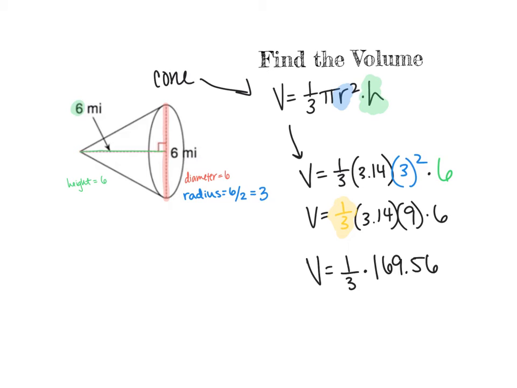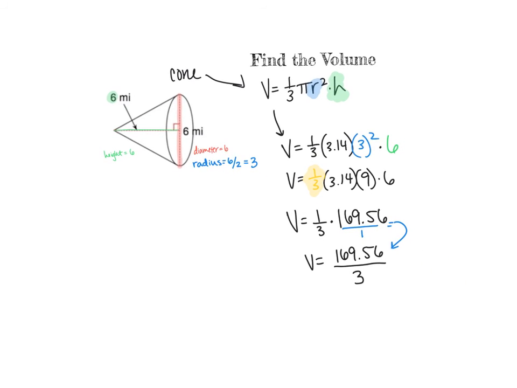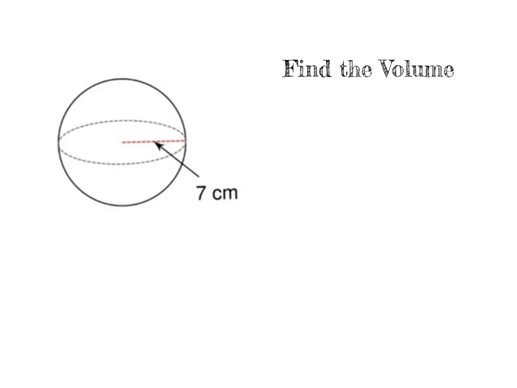169.56. Now, Mrs. Kramer, why is it important to save 1/3 till the end? Well, let's rewrite this. 1/3 times 169.56 is the same thing as saying 169.56 divided by 3, right? Because if I draw in this little imaginary over 1, right, that's going to equal this. So now all I have to do is take 169.56, divide that by 3, and you get your answer, okay? My volume here is now 56.52. And there you go.